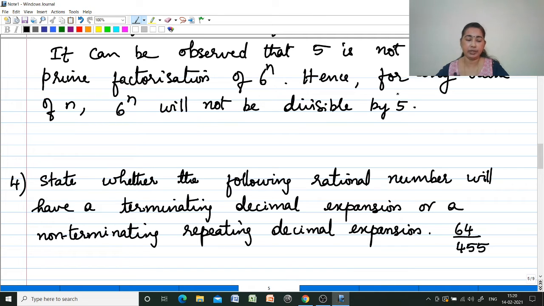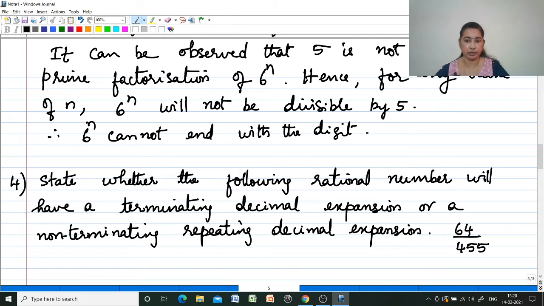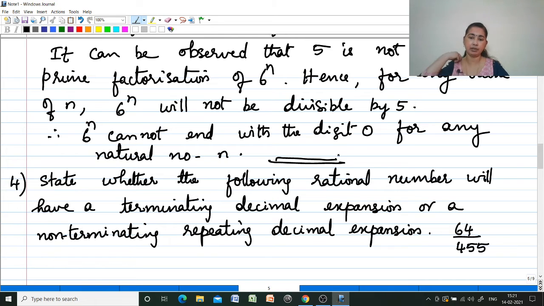Therefore, 6 raised to n cannot end with the digit 0 for any natural number n. So, these steps are very, very important. Okay, now moving on to the next one.